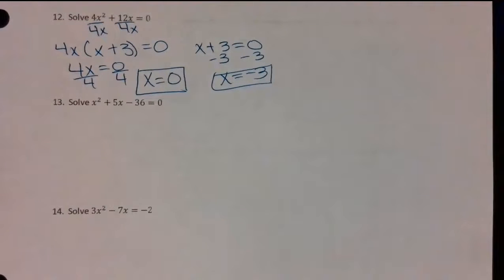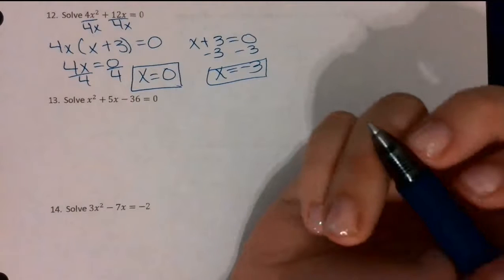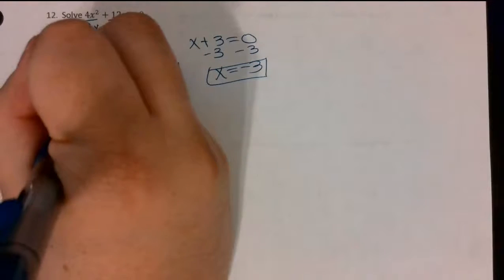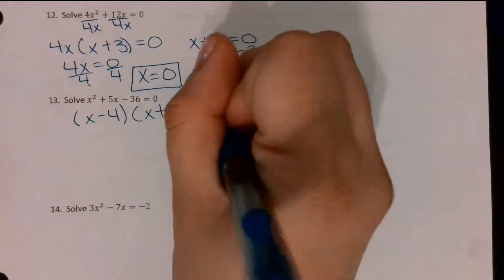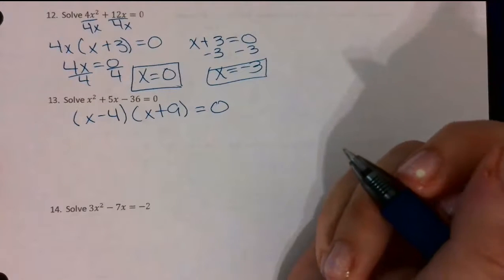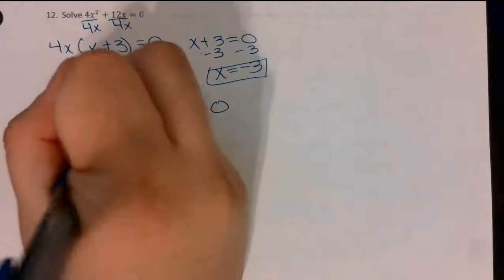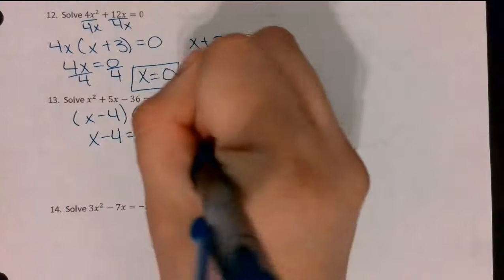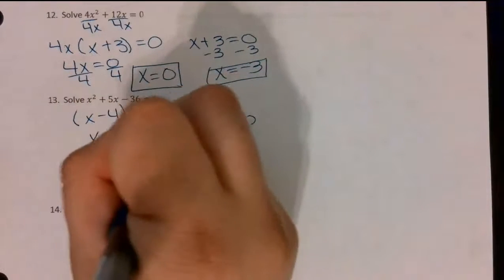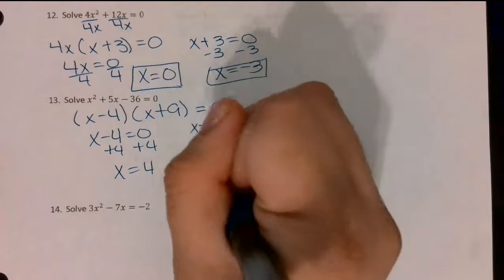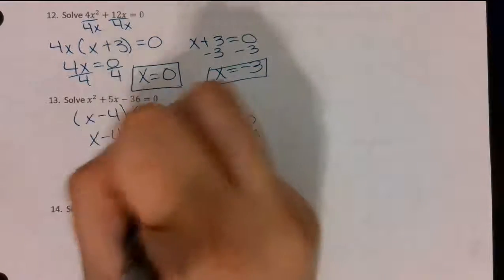On number 13, I need to first factor this one. I'm looking for what multiplies to negative 36 and adds up to positive 5. This is going to be negative 4 and positive 9. Negative 4 times positive 9 gives me negative 36, and negative 4 plus 9 gives me 5. Once I have done that, I want to take each of my factors and set them equal to 0. On the first one, I add 4 to both sides. I get x equals 4. On the second, I subtract 9, and I get x equals negative 9.